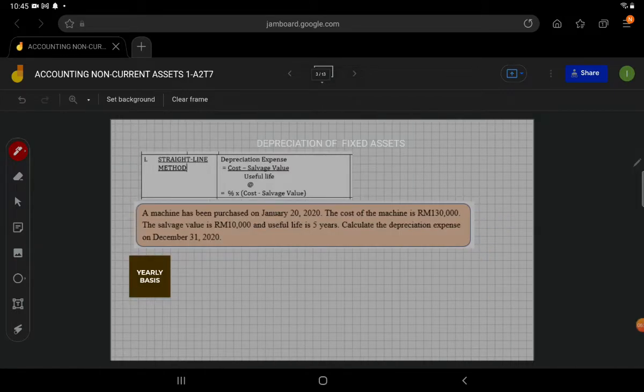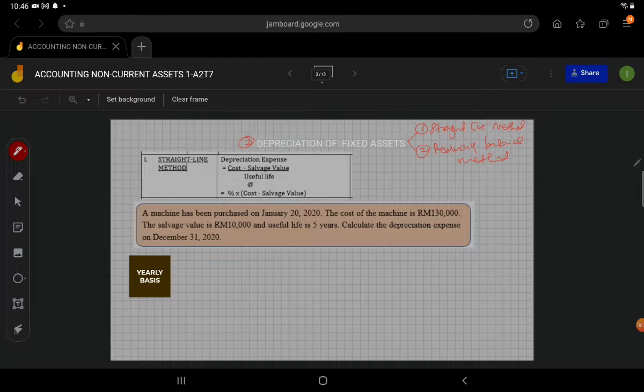Dan kita akan pergi kepada peristiwa yang kedua dalam fixed asset ataupun dalam aset tetap ni, iaitu depreciation. Ni yang kedua. Under depreciation, nak kira susut nilai, we have two methods. Kita ada dua kaedah. Yang pertama, we have straight line method, and then the second one is reducing balance method.